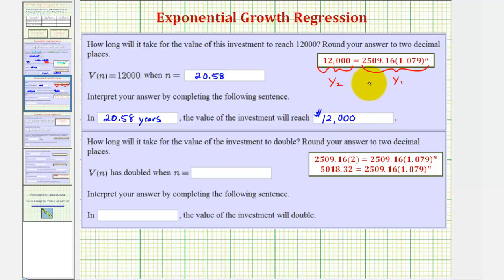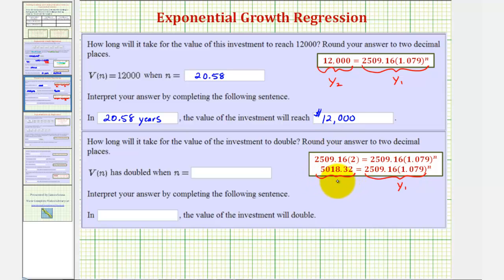We have one last question. We're asked to determine how long it will take for the value of the investment to double, again round to 2 decimal places. And for consistency, we'll use the initial value from the model that we found, not from the table of values. So looking at this equation here on the right, the initial value from the model was 2,509.16. So to find when the investment will double, we want to find the value of n, where the function value would be twice the initial amount, which would be 2,509.16 times 2, or 5,018.32.